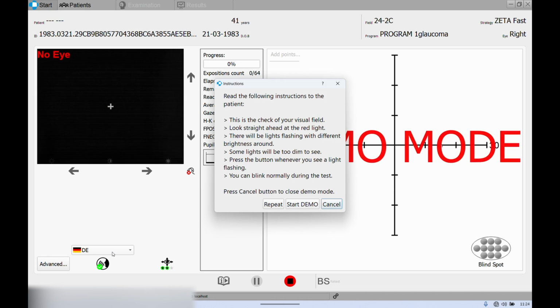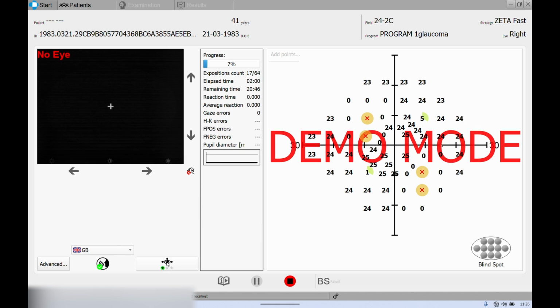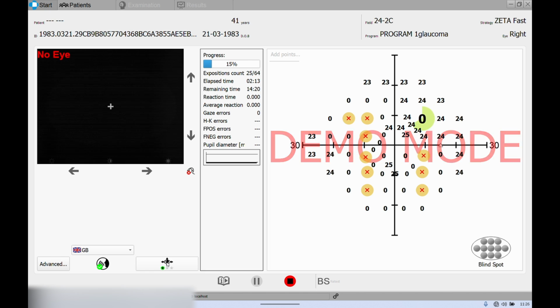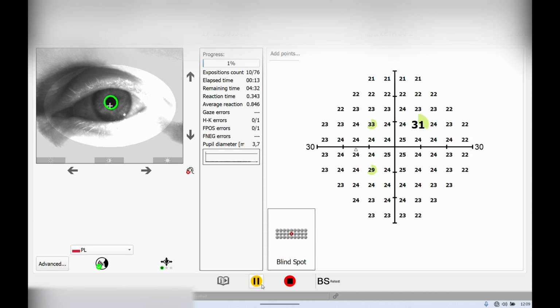So before you start the exam, in cases of patients who have never been tested, they can have a 30 second mock exam with the instructions read by the machine, and they will also be directed how to look so that the real examination will not be unreliable. So when the real test is on, this is what you can see.